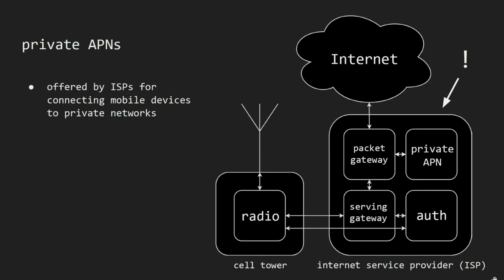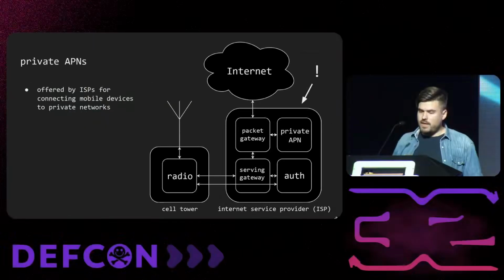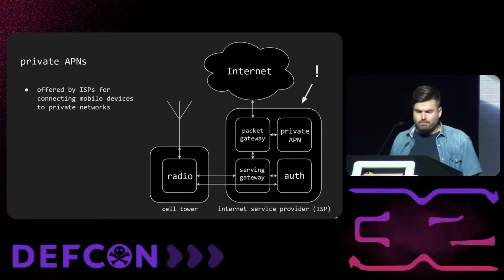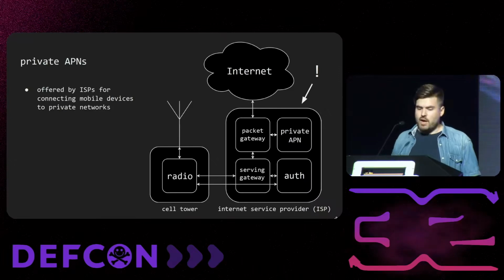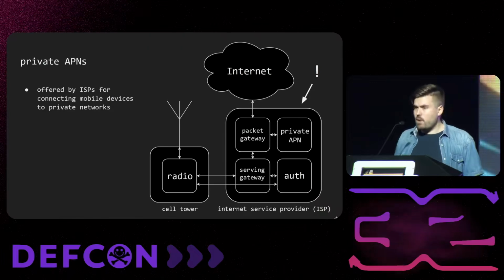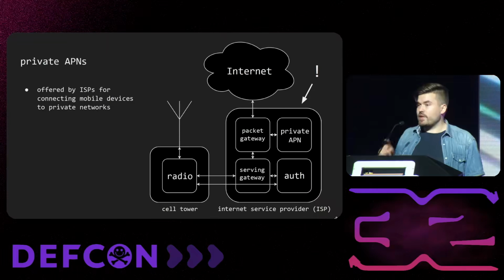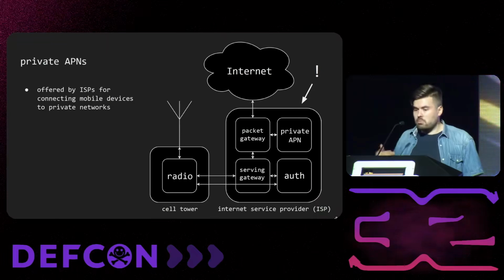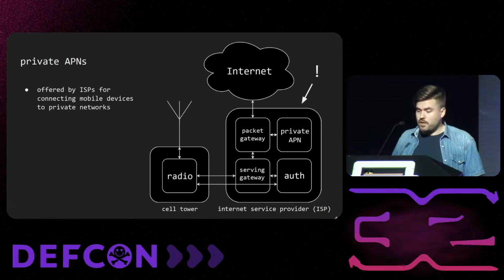So there is this thing called private APN, something that you can buy as a service. If you run big fleets of IoT devices, you might want to buy this from an ISP. They will set you up with an internal network where your devices are connected, and they might not go to the internet at all, or you can run your own server there. It's a private network, and it can be configured however.